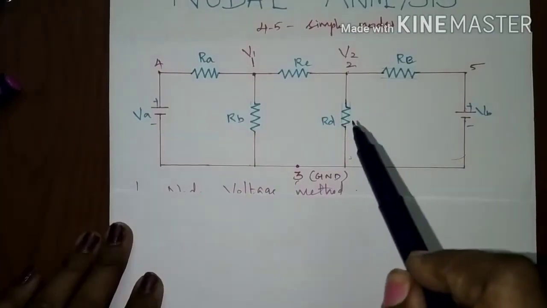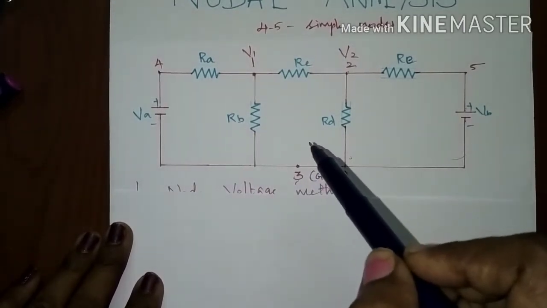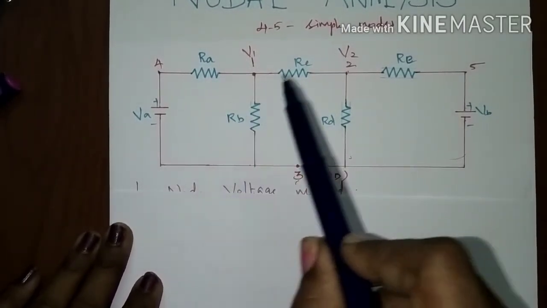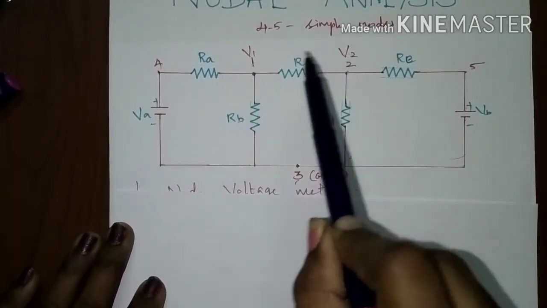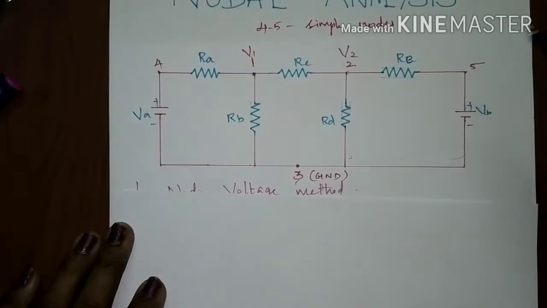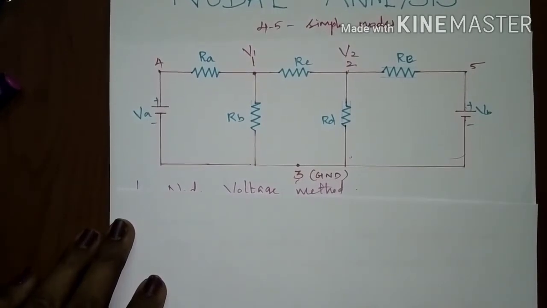We can find the nodal equation for this circuit. Here the principal nodes are 1, 2 and 3. I have labeled the first and second nodes as V1 and V2, and the fourth and fifth nodes are simple nodes. Now we can use KCL and Ohm's law and write the nodal equations.